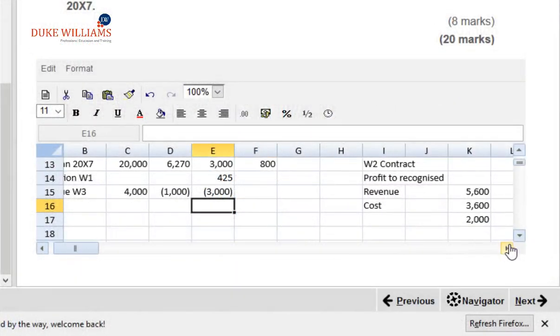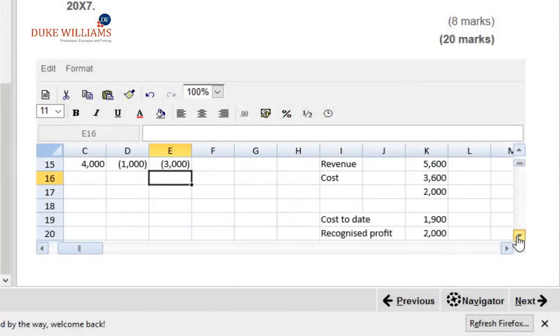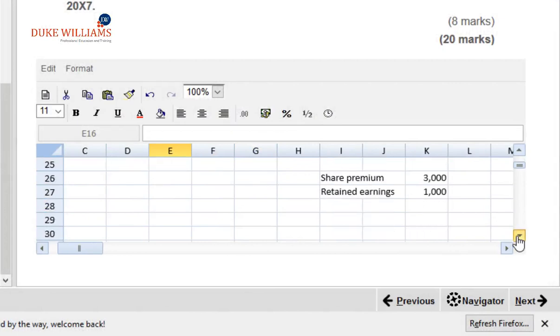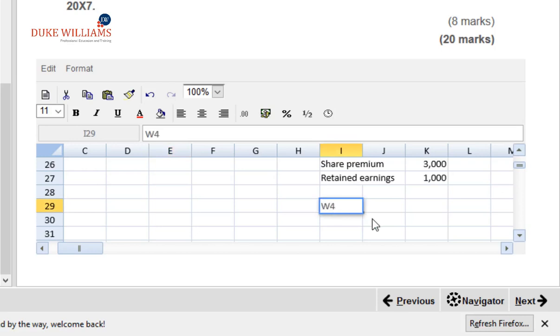All right, that should be our workings 4. So let's deal with it quickly. Workings 4, property. So now what we do is to look at the schedule for the property. So we say property.